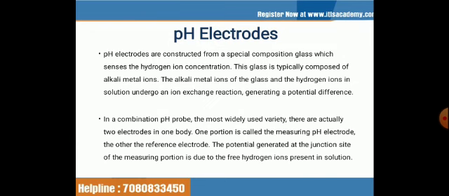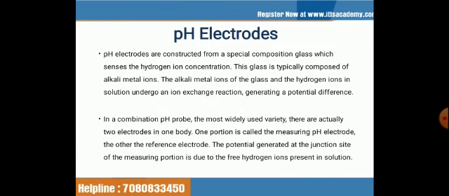Next, let's understand what the pH electrode is. What is the work of the pH electrode? The pH electrodes are constructed from a special composition glass which senses the hydrogen ion concentration. This glass is typically composed of alkali metal ions, and the alkali metal ions of the glass and the hydrogen ions in solution undergo an ion exchange reaction which generates a potential difference.